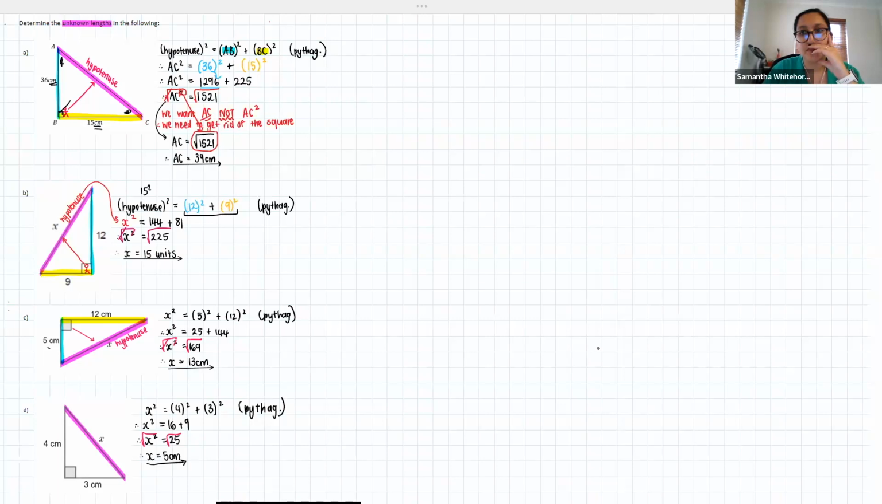Number B or C, number C, even if you change the way the numbers are, is it okay? Yeah, if you switch the numbers, if you said 12 squared plus 5 squared, it's absolutely fine.